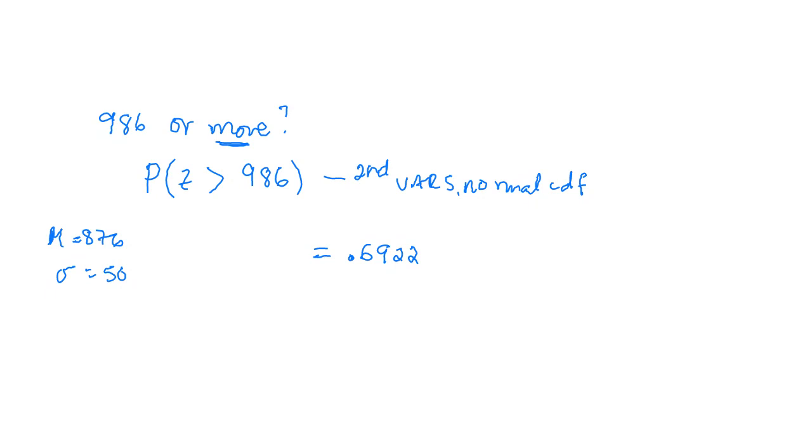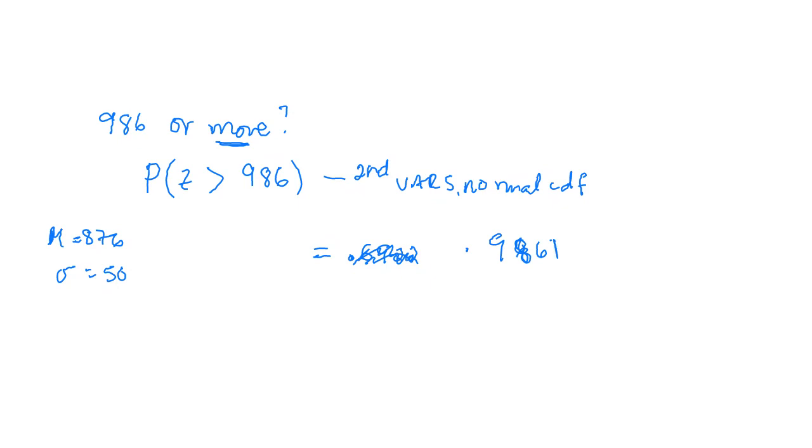896? 986. 986. Okay. 876 was the mean, and 50 for the standard deviation. I'm getting 0.986. So am I. Yeah, me too. I'm gonna have to check that. I got 0.986091. 986.1. Okay.